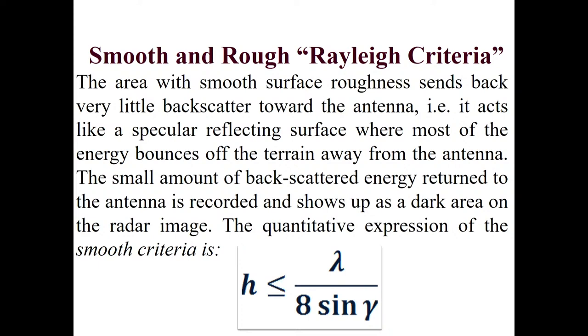The quantitative expression of the smooth surface criterion is given as: object height should be less than or equal to wavelength divided by 8 sine depression angle. It means that those surfaces which have an object height less than or equal to lambda divided by 8 sine gamma are going to appear as smooth surfaces, and all the surfaces which have an object height greater than this amount are going to appear as rough surfaces.